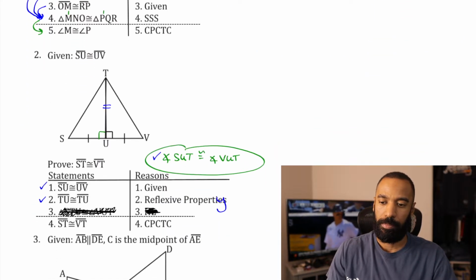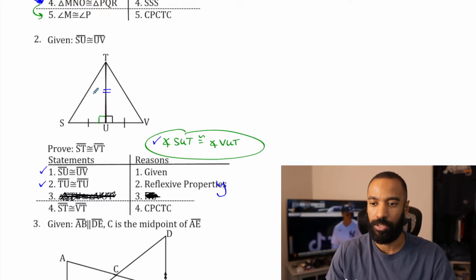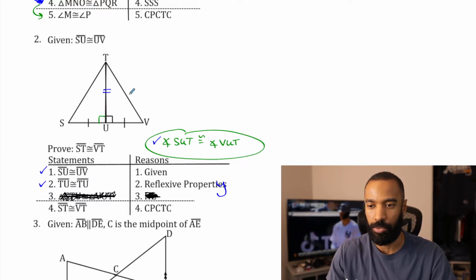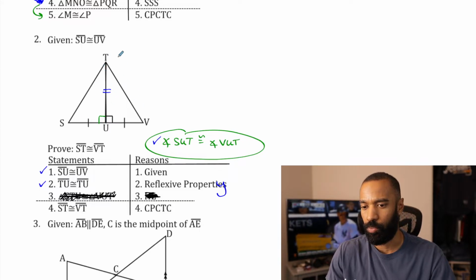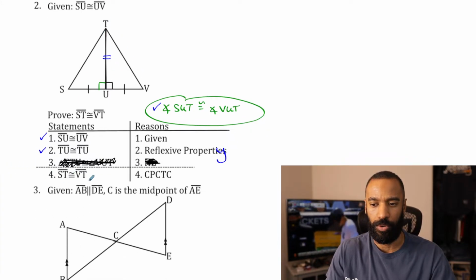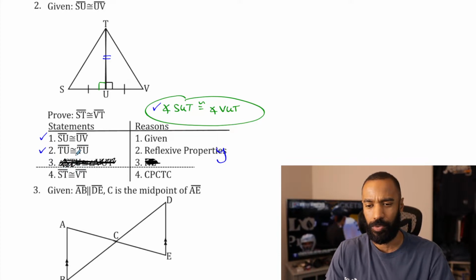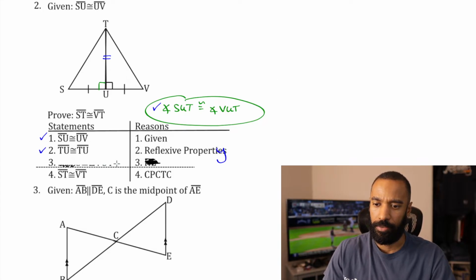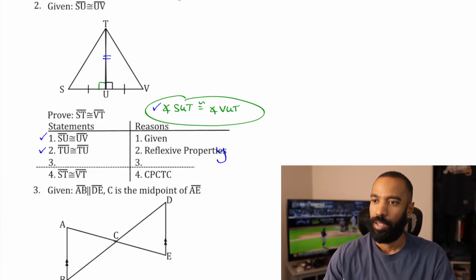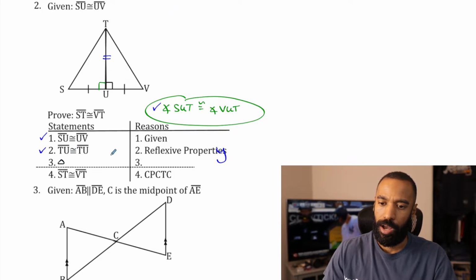It's not HL because although HL exists in right triangles, it's about a set of hypotenuses congruent and a set of legs congruent. We don't have the hypotenuses congruent. We don't know that. In fact, we're trying to prove that the hypotenuses are congruent to each other. It's definitely not HL. No. Instead, let me erase this by wiping out that statement they had.